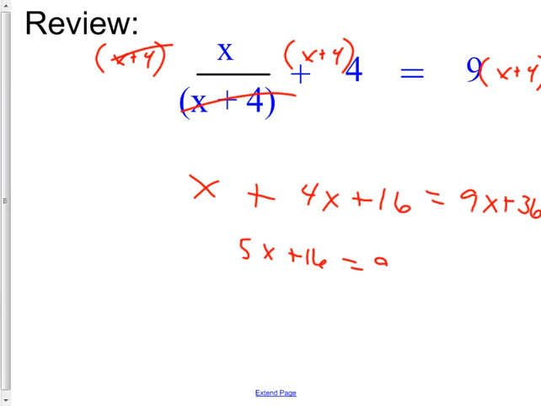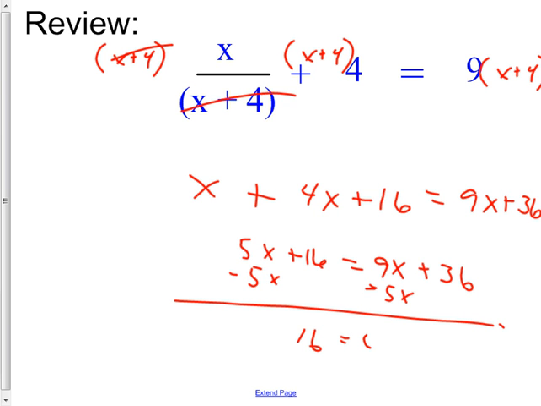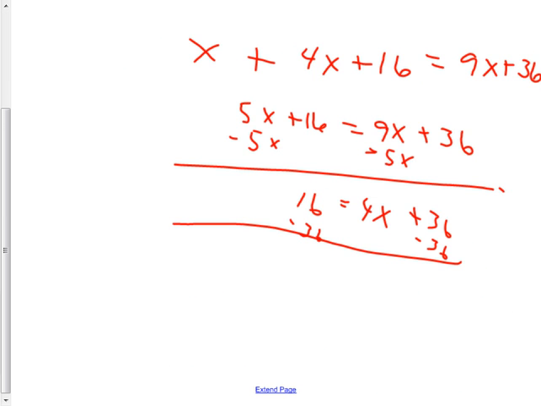Then I got x's on both sides. Get rid of the smaller one. 16 equals 4x plus 36. Subtract 36 from both sides. Negative 20 equals 4x. Divide by 4, negative 5. Raise your hand if you had negative 5 for your answer. All right, good. You cleared a fraction. That's what that's all about. And there's going to be harder ones like that on the test.